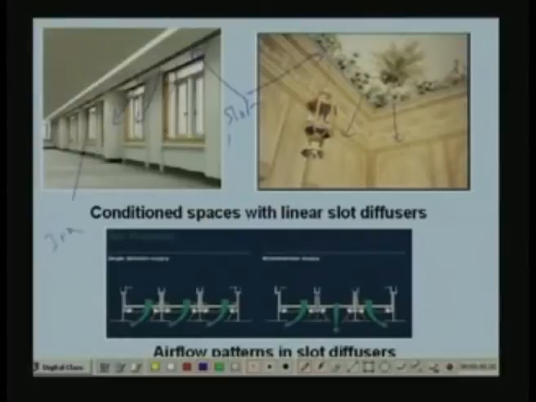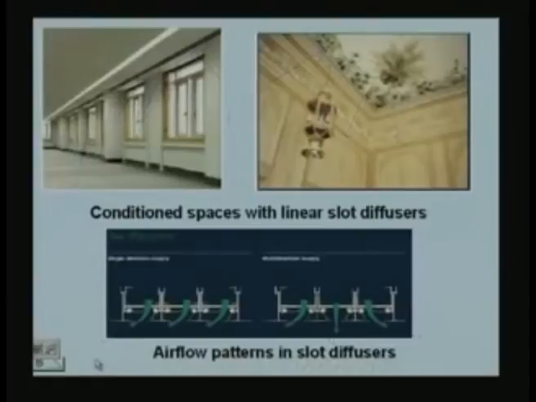And in this picture the airflow patterns in slot diffusers are shown. For example, for single direction supply, the supply air comes like this and it goes in one direction, whereas you can also have multi direction supply, that means air comes in this direction, in this direction and in this direction also. So depending upon the type of slot diffuser you can have both the varieties.